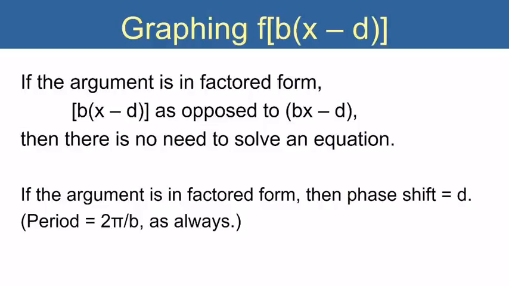Now this is one of those things that looks like it makes the problem harder, but it actually makes the problem easier. If your argument is in a factored form, you might think, oh my gosh, it's fixing to be complicated because you see parentheses and brackets, but it's actually good news because they've done some of the work for you. When the b is factored out, that means that d is the phase shift. That means that the effect of b on the phase shift has been removed. So if the argument is in factored form, then phase shift is d, and period is still 2 pi over b. So we actually like to see that in factored form. It means less work for us.